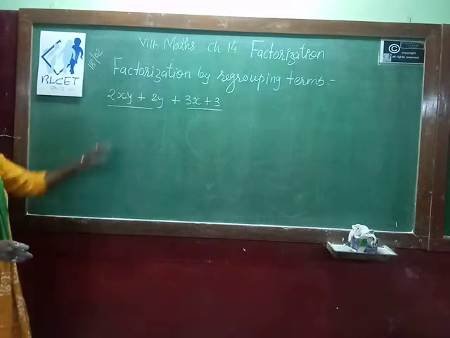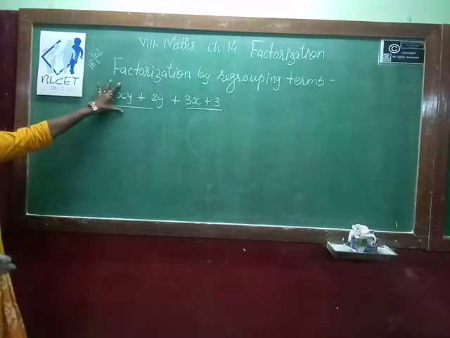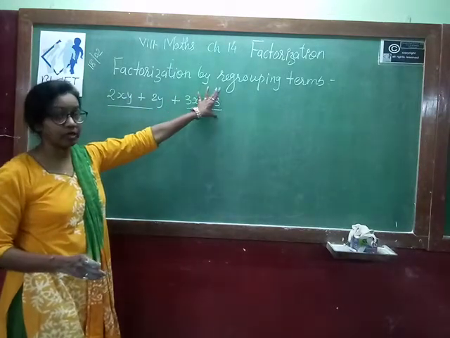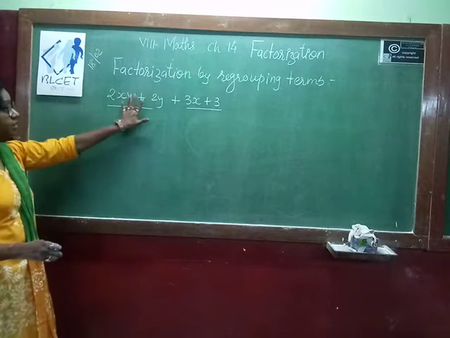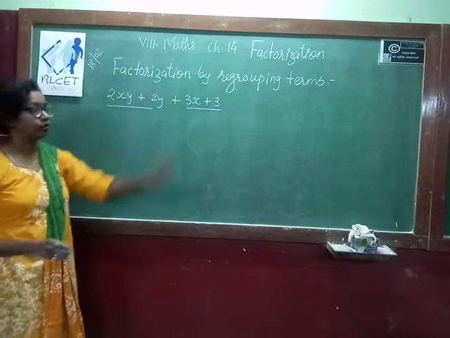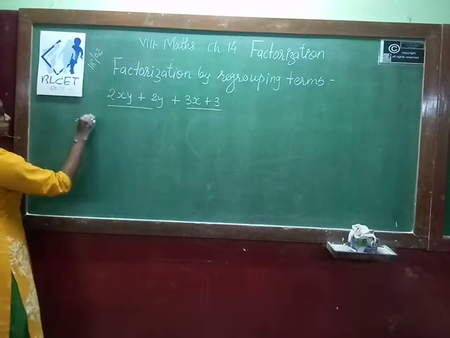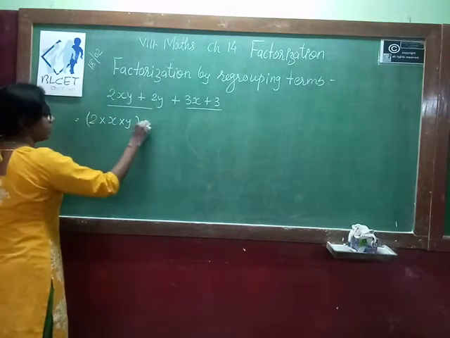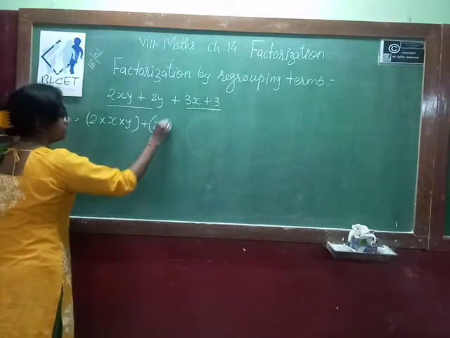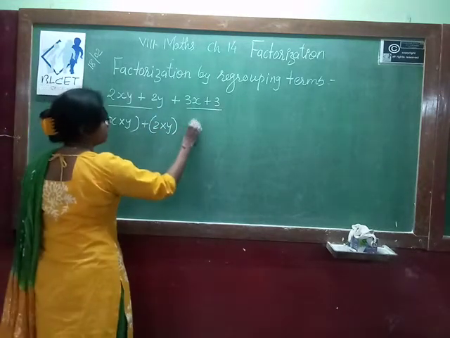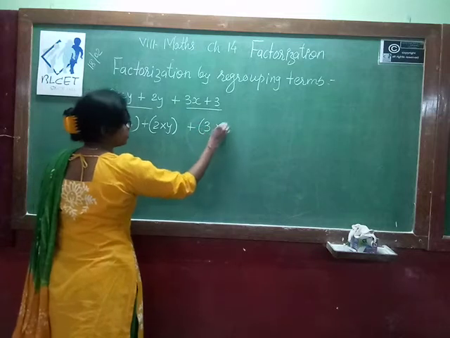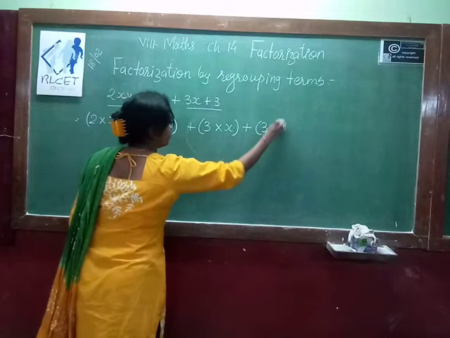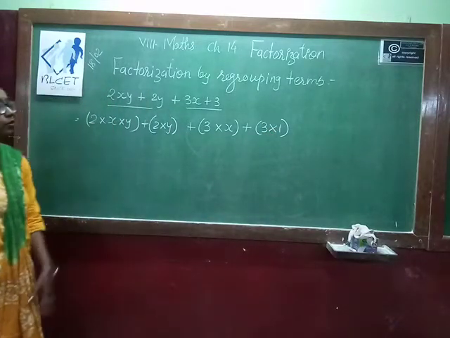Okay. Now we find the factors for 2xy, factors for 2y, then factors for 3x and factors for 3. Then we take out the commons. This is one group, this is another group. So for 2xy, 2 into x into y, plus 2 into y, one group is completed, plus here 3 into x plus 3 into 1. If nothing is there, we can write 3 into 1.